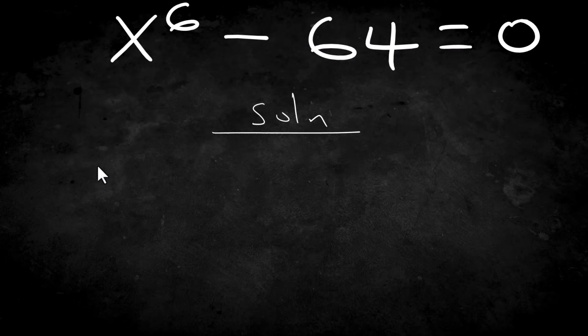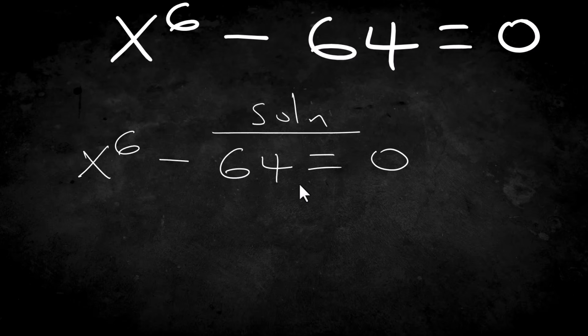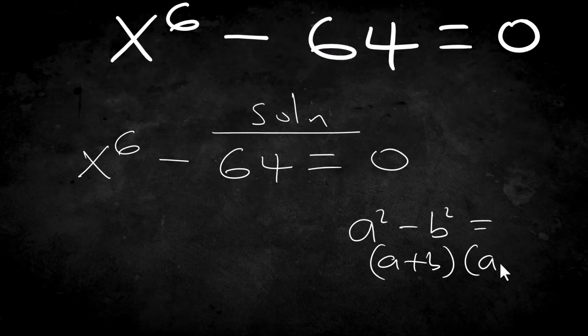Solution. Now we are given x to the power 6 minus 64 equals 0. Now, because of this minus, let's try and adjust this, okay, if you get a difference of two squares here. Now remember, a squared minus b squared is the same as (a plus b)(a minus b).